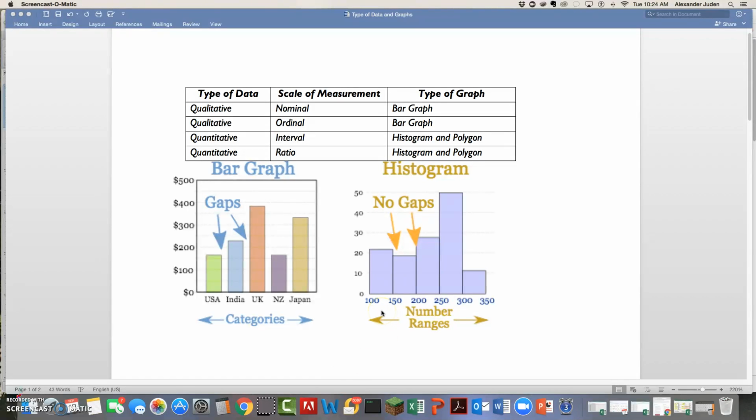We could easily convert this into a polygon by finding the center of these intervals and placing a dot right in the center where the frequency meets the x value. Those would be our coordinates.